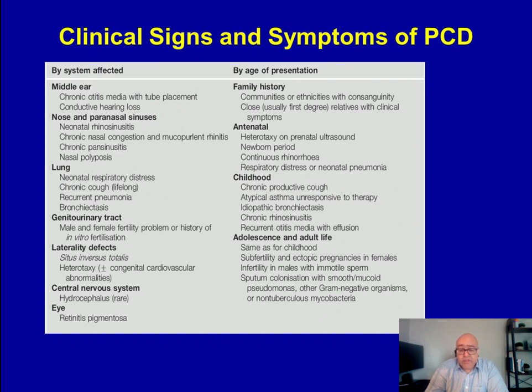In certain patients, there can be an issue with infertility because of cilia in the genitourinary tract. And then, of course, you've probably seen cases of Kartagener syndrome or situs inversus, which is associated with some patients with PCD as well. Other rare things which I have personally not seen before, but are definitely documented: there are some cases of hydrocephalus and things like retinitis pigmentosa also associated with PCD.